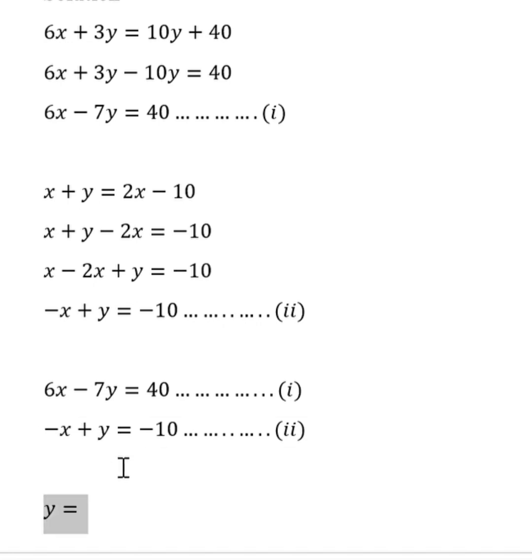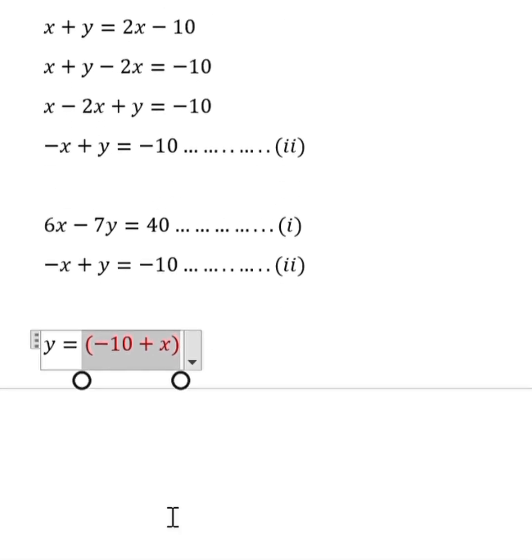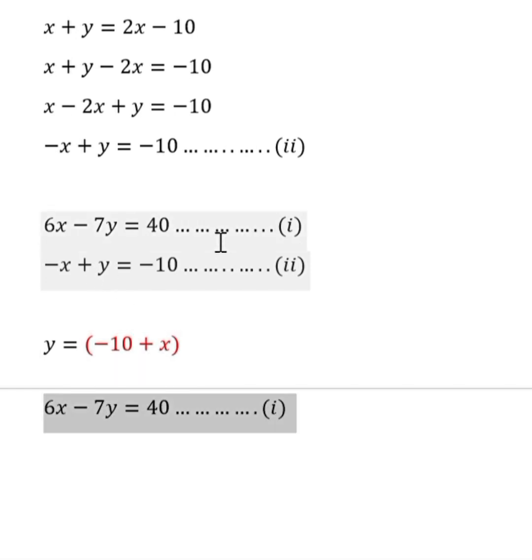we shall have y being equal to this minus 10, and then when this minus x crosses equal signs, it changes to plus x. Don't forget to insert brackets, because the whole of this expression represents one quantity. We have used this second simultaneous equation to make y the subject of the formula. Now take the remaining simultaneous equation, which is the first one, where you see y, substitute it with this expression. So we take the first one, which says 6x minus 7y is equal to 40. Substitute this y with this, we shall have 6x minus 7 into negative 10 plus x is equal to 40.